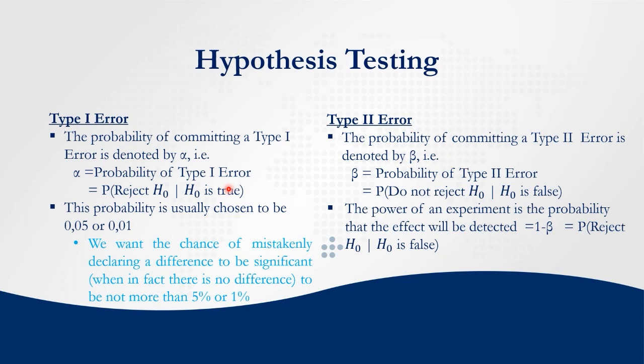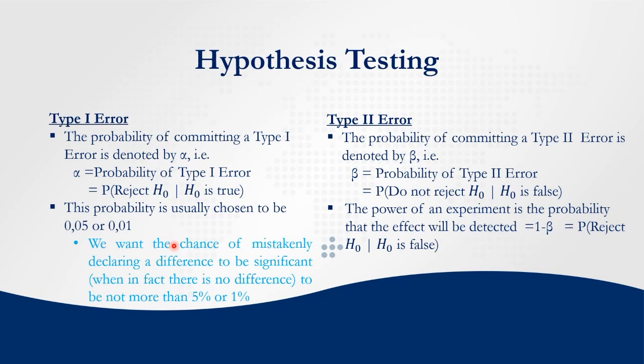We also say it's the level of significance. That probability is usually chosen to be 0.05 or 0.01. So we set it. We decide how much type 1 error we are willing to accept. As I said, we usually work with 5% or 0.05. In other studies, we work with 0.01 or 1%.